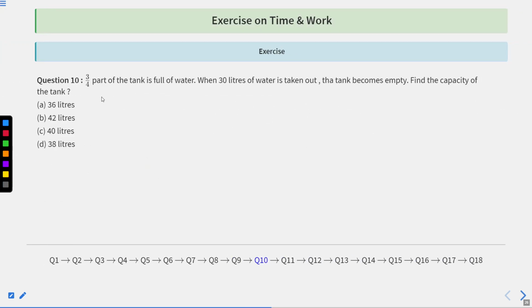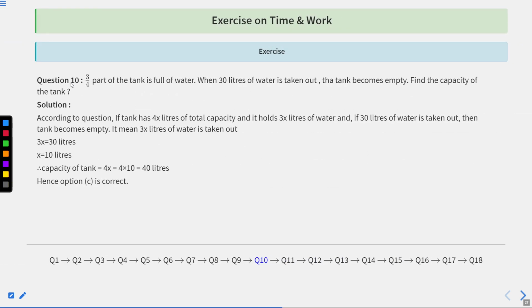Question number 10. 3/4 part of the tank is full of water. So when 30 liters of water is taken out, the tank becomes empty. Find the capacity of the tank. So in this question, if tank has 4x liters of total capacity and it holds 3x liters of water, and if 30 liters of water is taken out, then the tank becomes empty. That means they are trying to say that 3x amount of water is taken out of the tank.